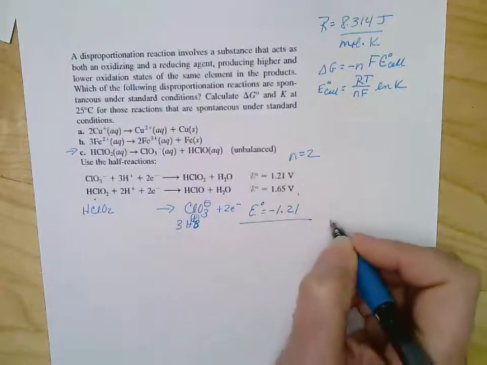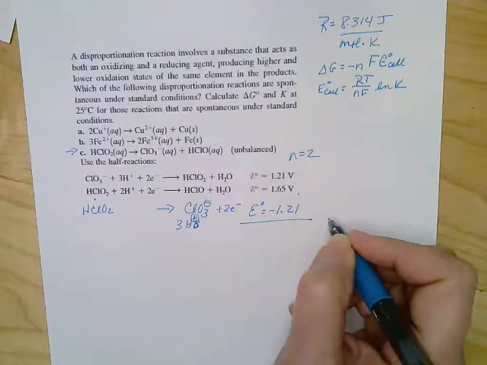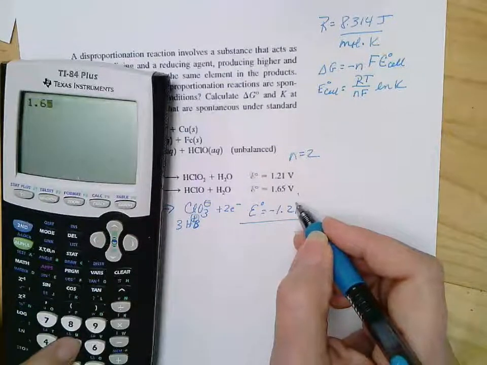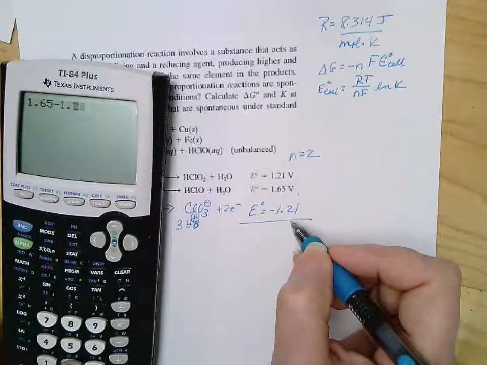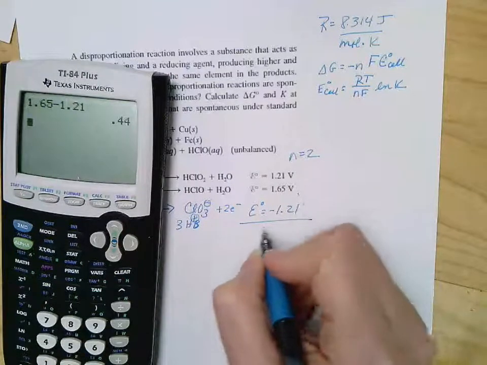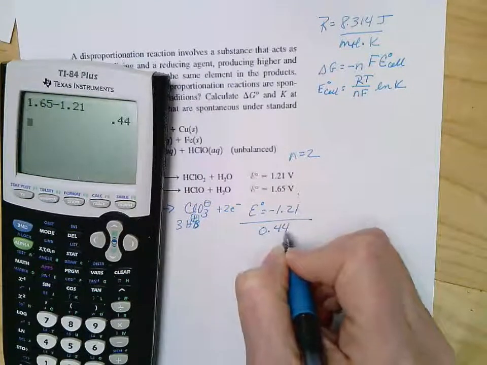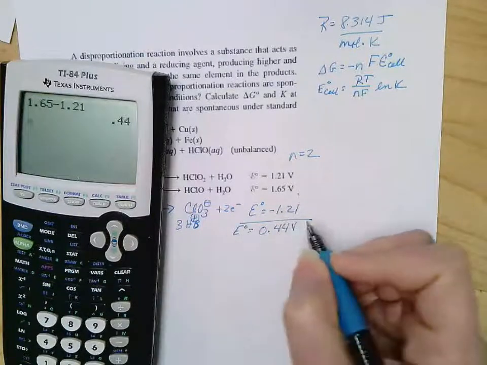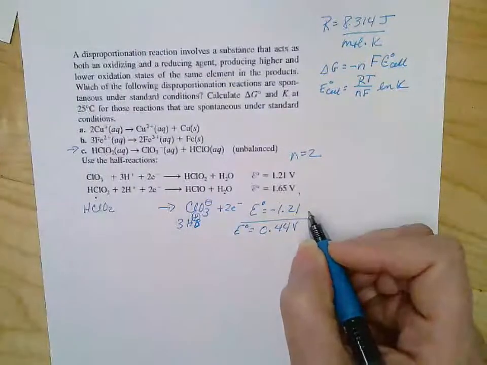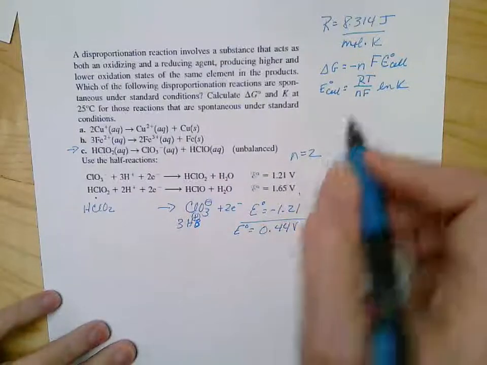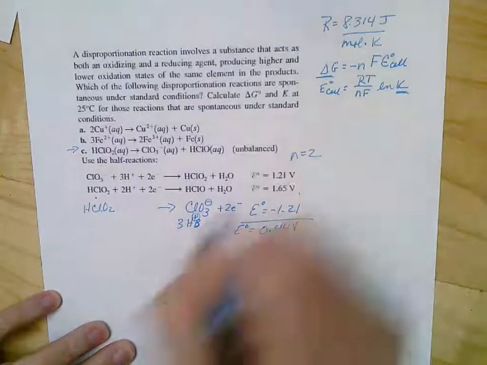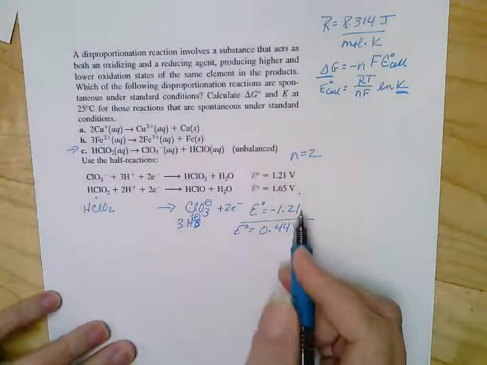And when I add up my two values here, 1.65 minus 1.21 equals, and I get 0.42 for E naught. And so yes, this is spontaneous. So I know the cell potential. The other two things I want to calculate will be delta G and K. So let's go ahead and do delta G first.